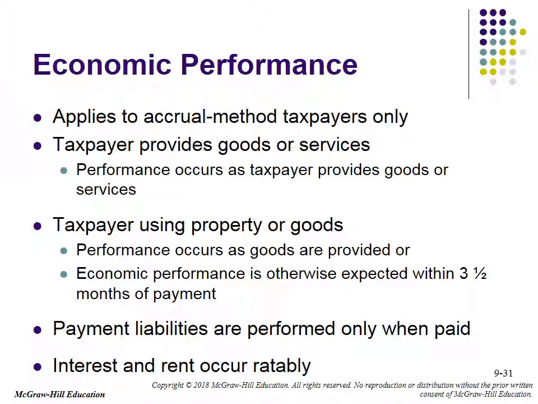Economic performance applies to accrual method taxpayers only. Everybody else waits till they pay, right? Taxpayer provides goods or services. Performance occurs, and we're going to go through them really quick, as the taxpayer provides goods or services. If the taxpayer is using property or goods, performance occurs, so you could recognize the expense as goods are provided, or economic performance is otherwise expected within 3.5 months of payment. Payment liabilities are performed only when paid, so you can only recognize that as an expense when paid. And under these circumstances, expenses related to interest and rent occur ratably over time.